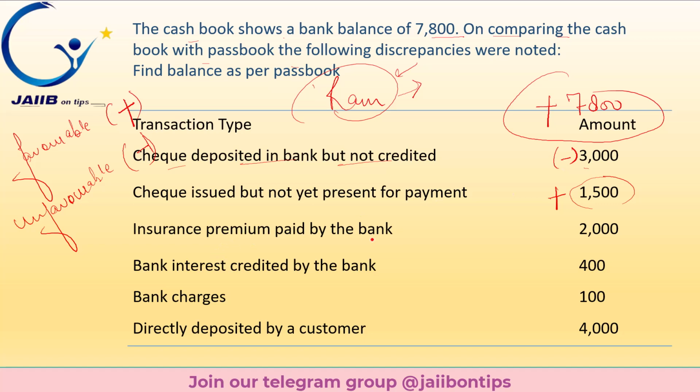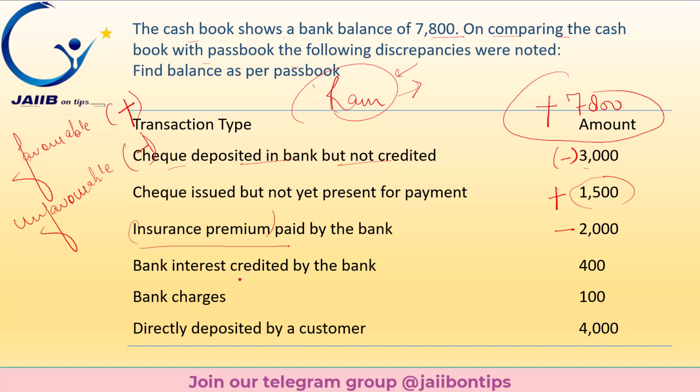Insurance premium paid by the bank. Now I didn't know about that payment which is done by the bank. That is the insurance premium which is paid by the bank. I didn't know about it. But when I reconciled the passbook and the cash book, I got to know that the insurance premium has been deducted. So I will also deduct this amount from my cash book.